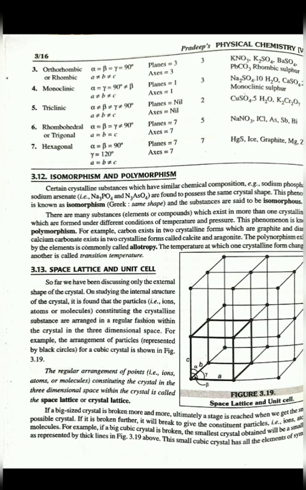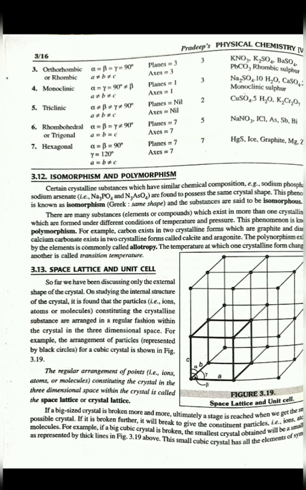The regular arrangement of points, that is ions, atoms or molecules constituting the crystal in the three-dimensional space within the crystal, is called the space lattice or crystal lattice. If a big sized crystal is broken more and more, ultimately a stage is reached when we get the smallest possible crystal. If it is broken further, it will break to give the constituent particles, that is ions, atoms or molecules. For example, if a big cubic crystal is broken, the smallest crystal obtained will be a small cube, as represented by thick lines in figure above.